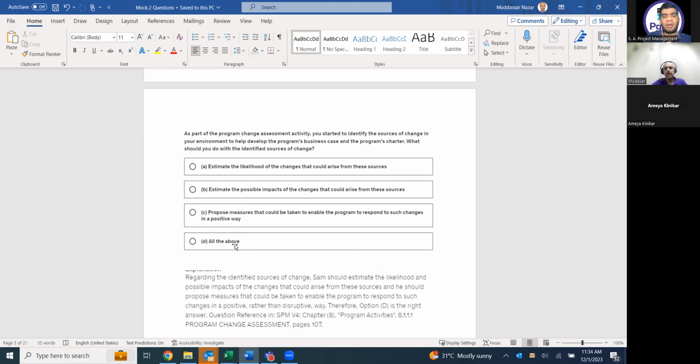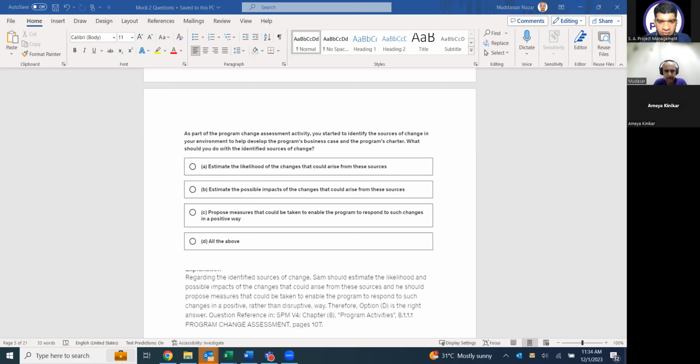You understand? Whenever you find anything that can change your thing, consider this as a risk or source of change. The first step is to document it. Then you analyze it, and then you make the responses. Then you make the strategy for that. So as here he has not asked us what is the first step, it means he is asking the complete package from you. So the complete package, I think, should be D, all the above.